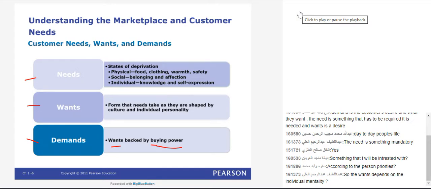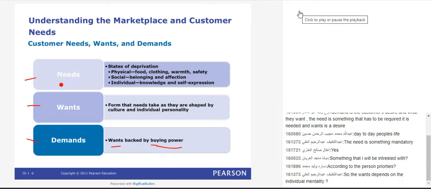So don't think of needs and wants as this need is necessary and this want is not necessary. No, we have all, as human beings, the same needs. However, we satisfy such needs in different manners, or more precisely, in different wants. Okay, so they are shaped by the culture, shaped by the individual personality, shaped by religion, shaped by everything. Okay, these are the differences between customer needs and customer wants.